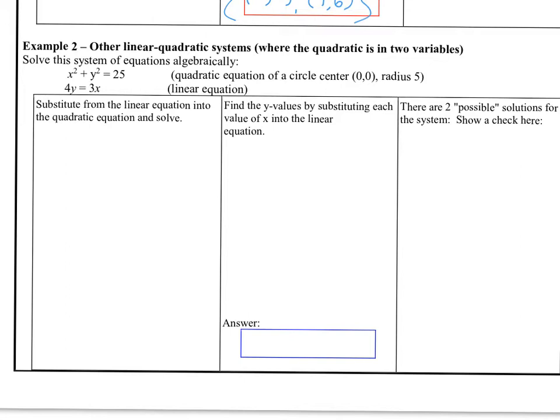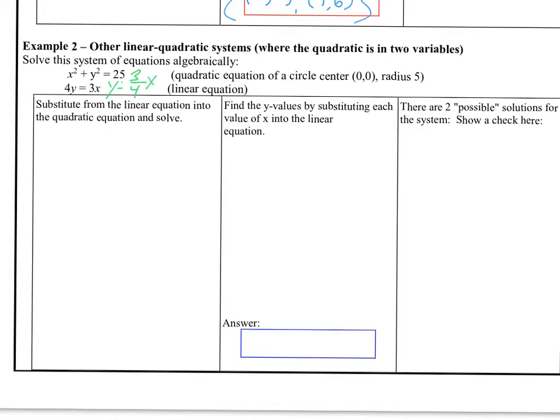So we're going to use substitution and plug it in. So if we first solve for y equals in this equation up here, we will get y equals 3/4 x. So we divide by 4, we get y equals 3/4, and then the x.